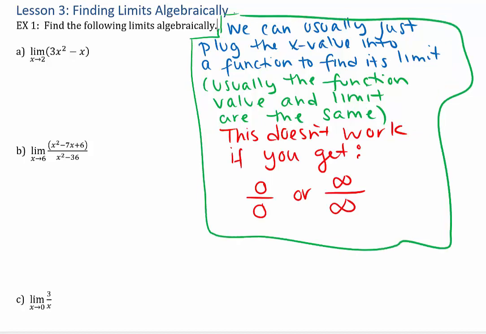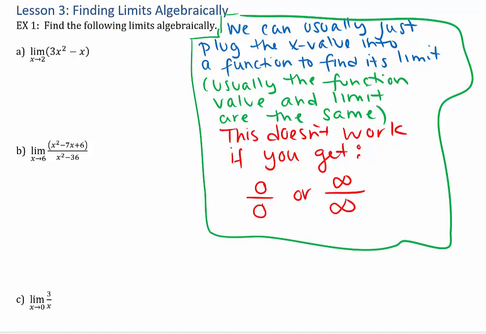However, this isn't going to work if when you plug the x value in, you get 0 over 0 or infinity over infinity. We call those indeterminate forms in that those forms don't give us any information about what that limit is. So let's just do some examples.